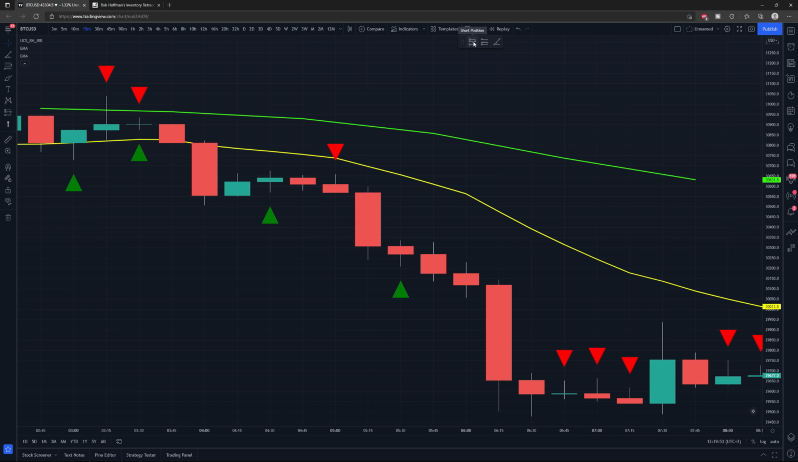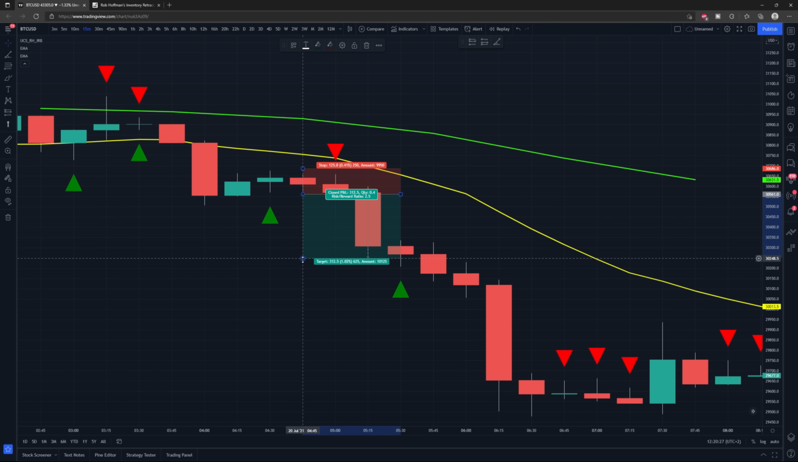Now you're probably wondering, how do you actually trade using these inventory retracement bars with this strategy? Well, it's very simple. If price is in a downtrend, you're going to wait for an inventory retracement bar. Place your sell order just below that inventory retracement bar and the stop loss just over the inventory retracement bar. If price drops below that inventory retracement bar and triggers your order, then you're in a position and you can take profit a couple different ways.